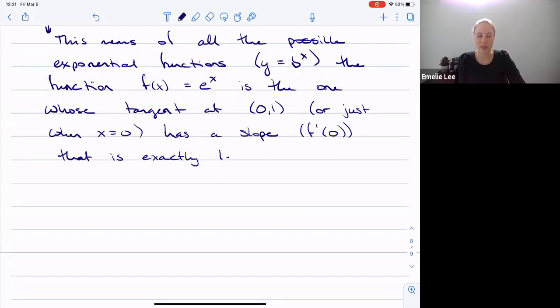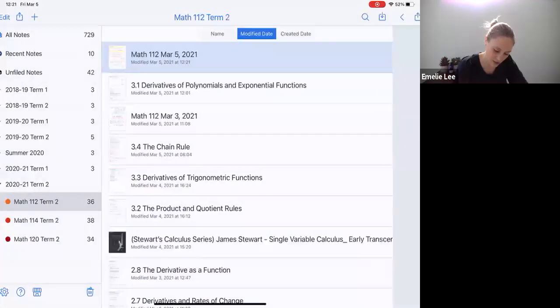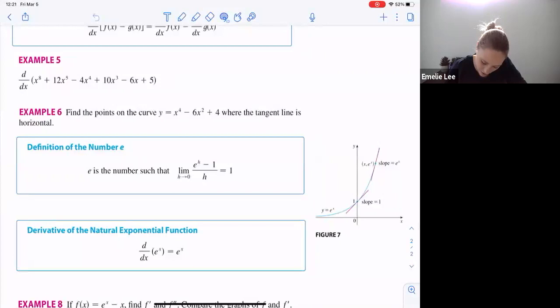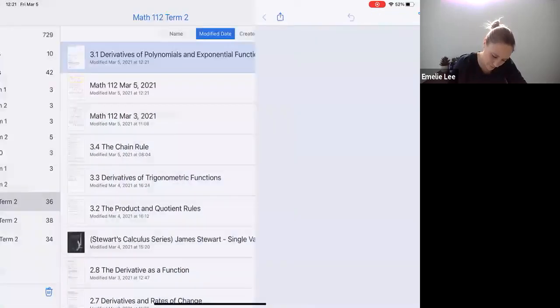So what that means is that the slope of the tangent line is equal to the y value of the function itself, and that actually is true for all the values. So let's just grab this one here, copy.